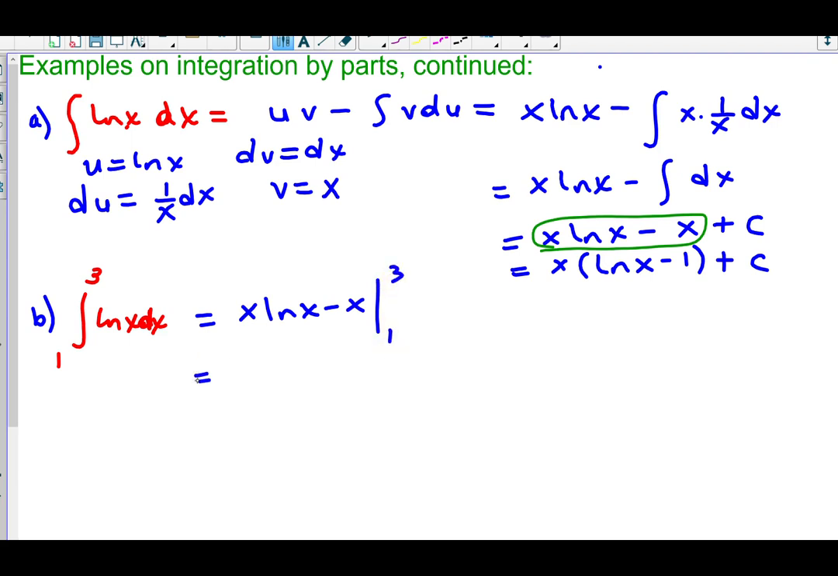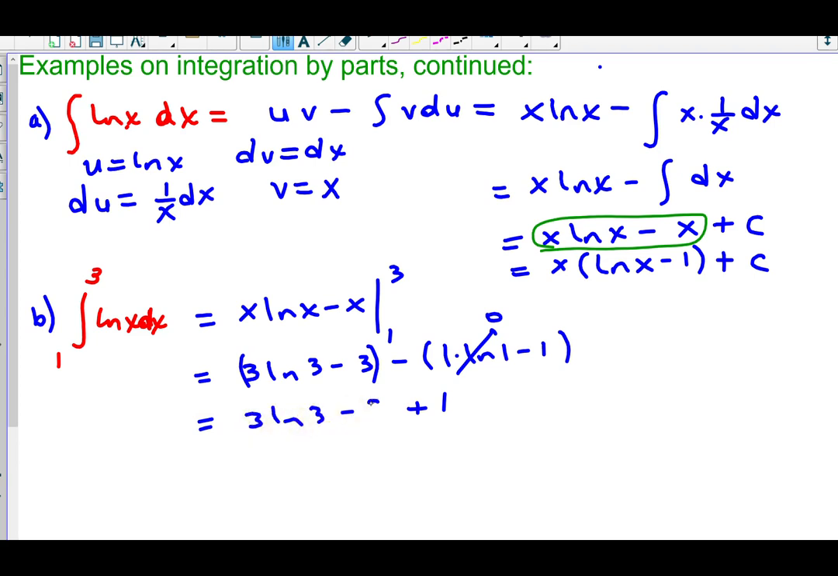So at this point, I'm going to plug in the upper limit everywhere I see an x. So 3 ln 3 minus 3, minus plug in the lower limit everywhere you see an x, and you have 1 times ln 1 minus 1. Now ln 1 is 0. So here you have minus 1, another negative, it gives us a plus 1. And here we had 3 ln 3 minus 3. So if you simplify the minus 3 plus 1 at the end, we can leave this as 3 ln 3 minus 2 as our final answer.